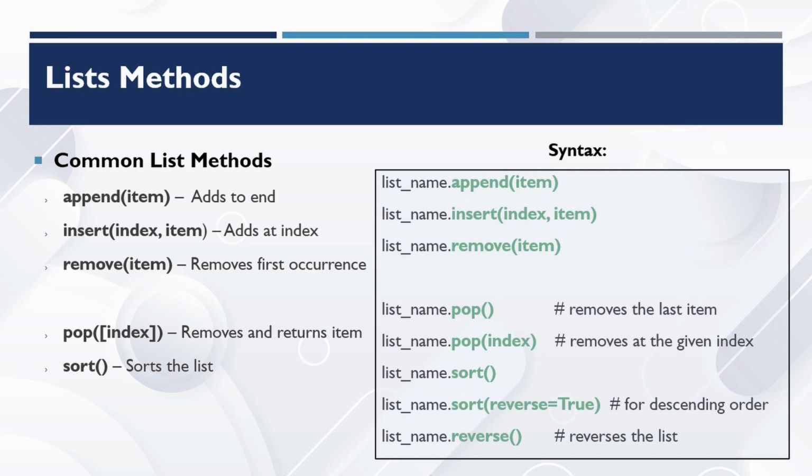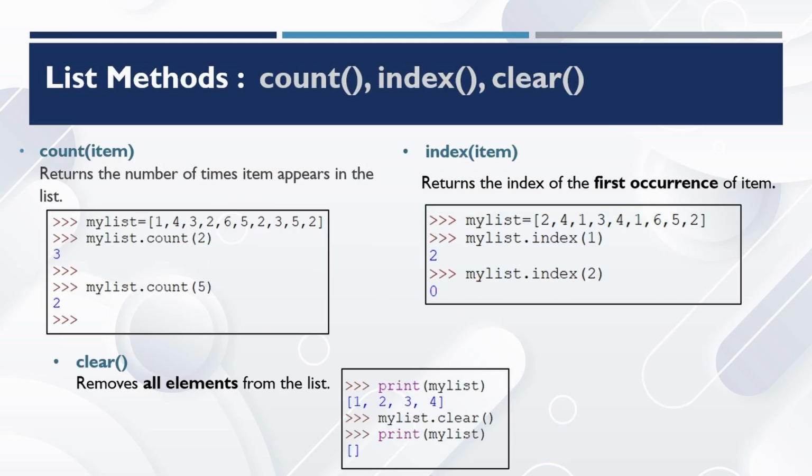When we need to sort our list in ascending order, we can use the sort method. The reverse method flips the list order completely. These methods are fundamental for effective list manipulation in Python. Now let us take a look at 3 other useful list methods in Python, which are count, index, and clear.